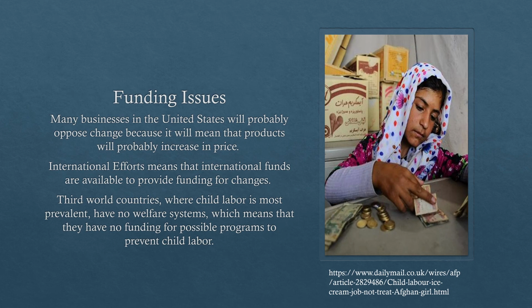Some funding issues. Many businesses in the United States will probably oppose change because the products will probably increase in price. International efforts means that international funds are able to provide funding for change. Third world countries where child laborers are prevalent have no welfare system, which means that they have no funding for possible programs to prevent child labor.